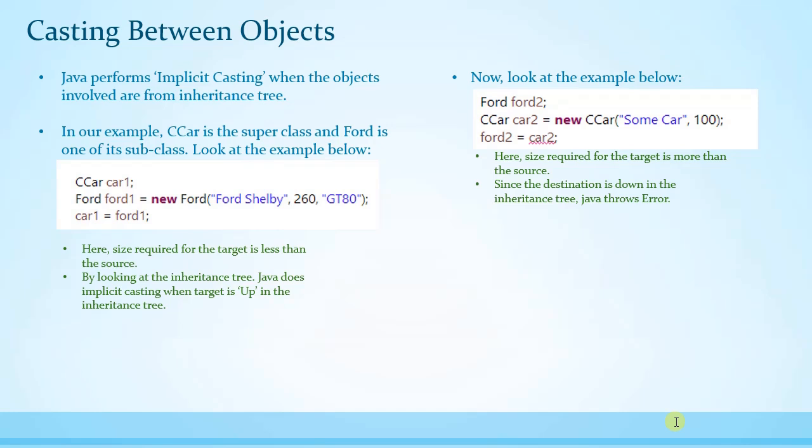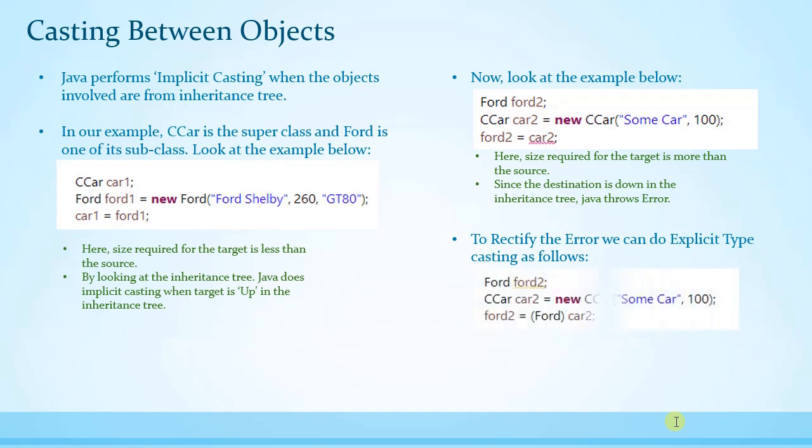That's why we are saying the size required for the target is more than the source, but it still allowed the casting because of the reason we just talked about. Because the content is actually an address, the size will always be equal, depending on whether it is a 32-bit or 64-bit program. There will not be any difference in the size, but the heap location it points at may have a different size. Since the destination is down in the inheritance tree, Java throws the error. To rectify the error, we can do explicit typecasting as follows.